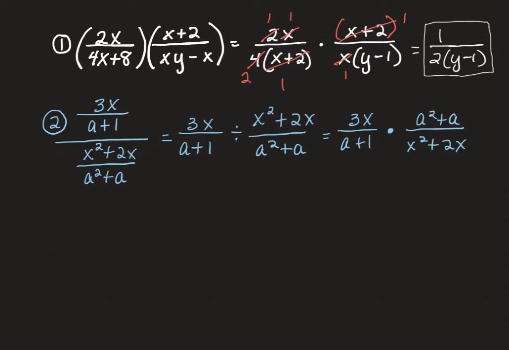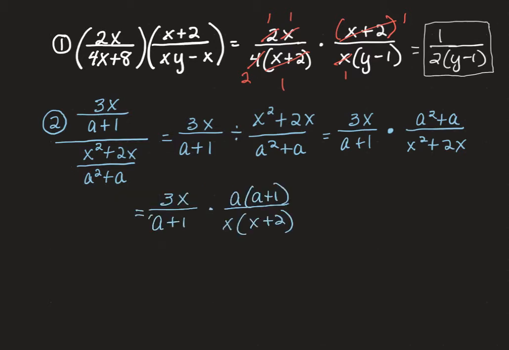But now it's time to factor the numerators and the denominators before we perform the multiplication. Let's see, 3x is already factored as much as it can be, so is a plus 1. In our first fraction, the fraction in the numerator, the dividend, there's no factoring to be done. In our second fraction, we can pull out a greatest common factor of a from the numerator and a greatest common factor of x from the denominator before we proceed.